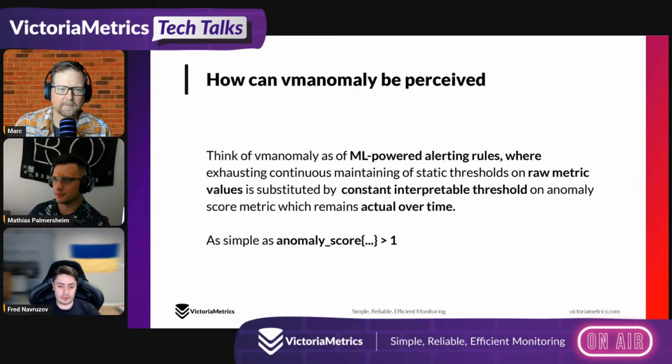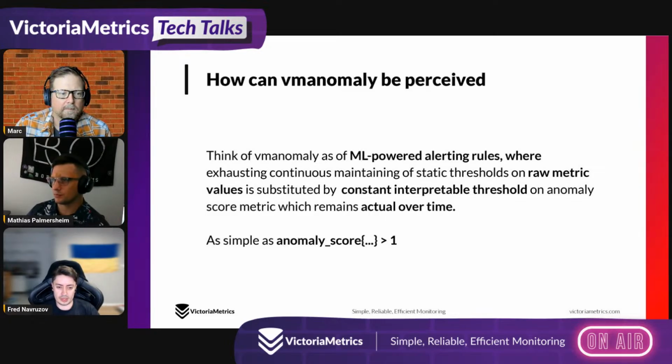So for the audience, I believe the safest way to perceive vmanomaly is to think of it as an ML-powered alerting rule. If you have the VictoriaMetrics ecosystem, or a similar Prometheus-compatible ecosystem with tools like vmalert to produce alerts, then with the help of vmanomaly you substitute the expressions in your alerting rules. So you don't need to continuously maintain them or change the thresholds or expressions once you have new data or new logic.